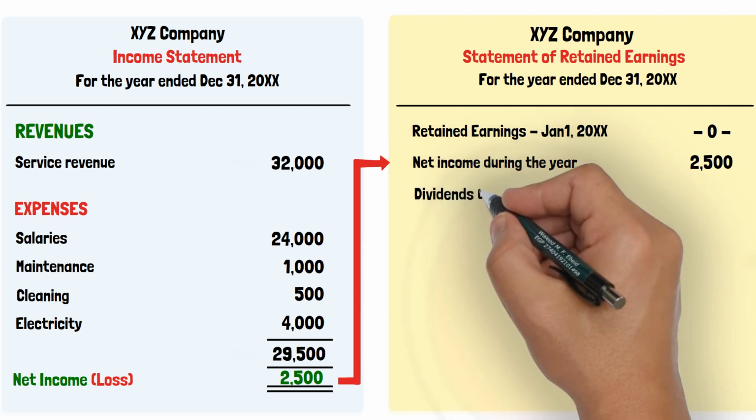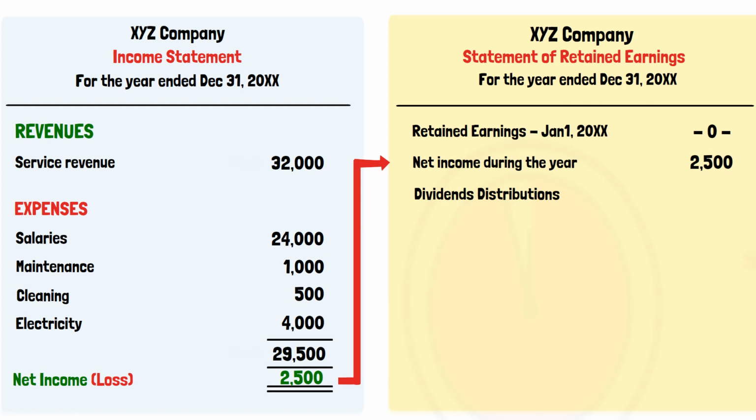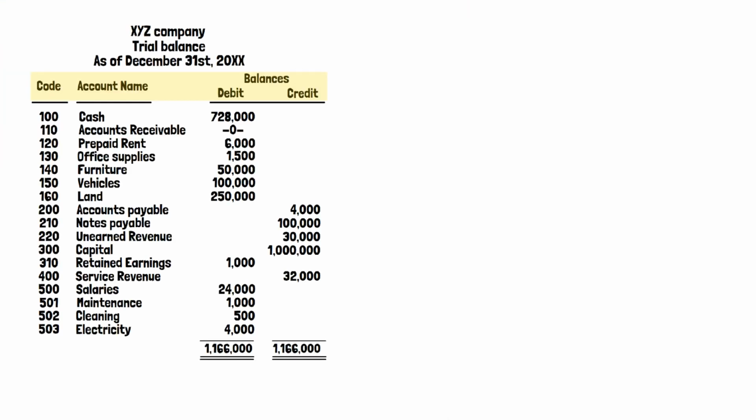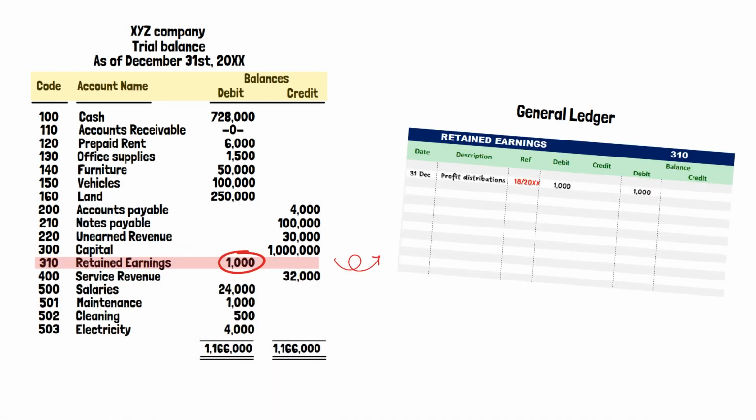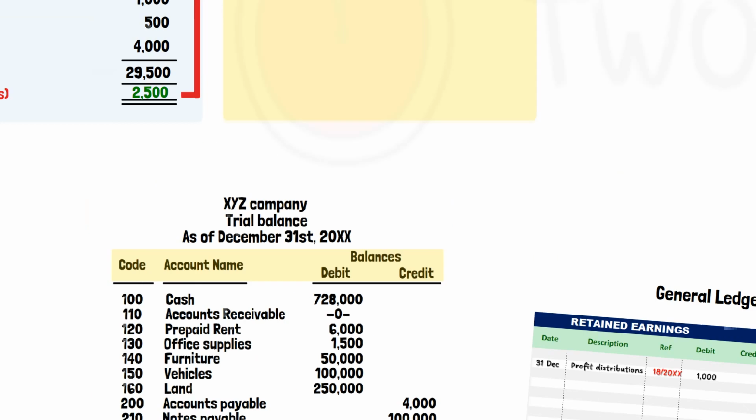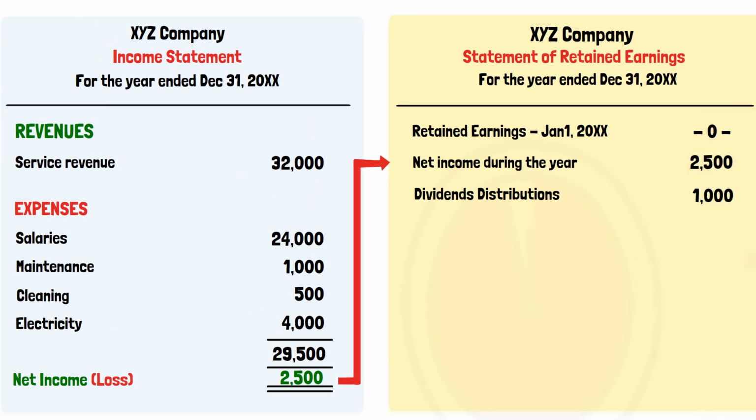The third line item in the statement of retained earnings is the dividends distributed, and this appears in the trial balance as a debit balance of 1,000 for the retained earnings account, and if you check back the retained earnings page in the general ledger, you will find the details of the dividends distribution transaction. So let us record 1,000 as dividends distribution during the period in the statement of retained earnings.